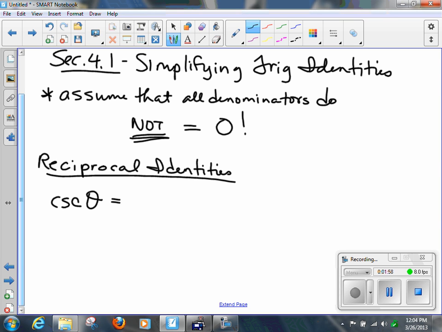Cosecant theta, it's the reciprocal for which trig function? It's 1 over sine theta. This needs to all go in your notes. 1 over sine theta. And then we dealt with secant, which is going to be equal to what? 1 over cosine. Yep.